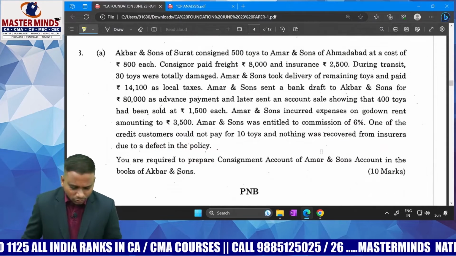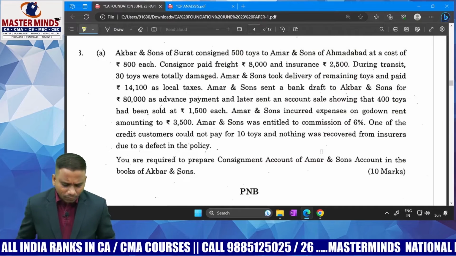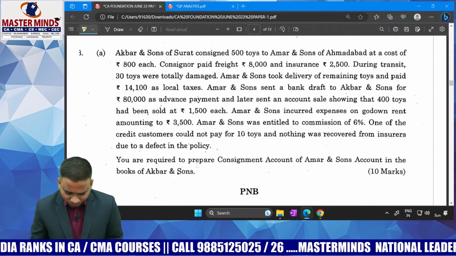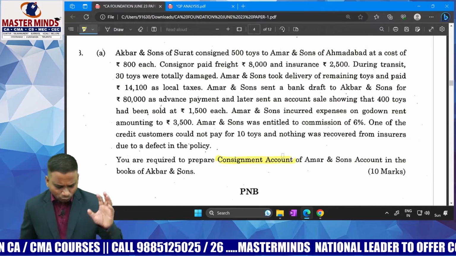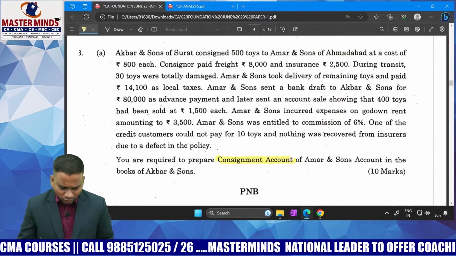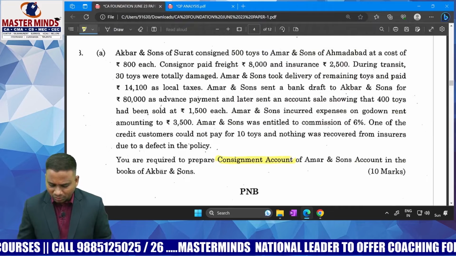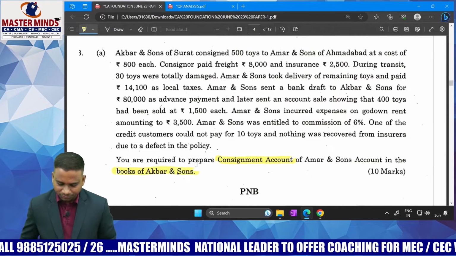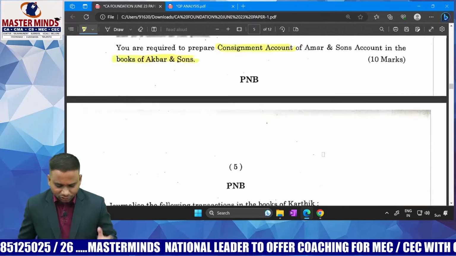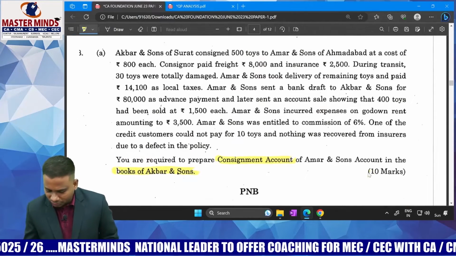Next one. Third question, question A. This is from consignment. And what do you prepare? You are required to prepare the consignment account of Amar and Sons in the books of Akbar and Sons. Just the consignment account, students. This is for 10 marks.